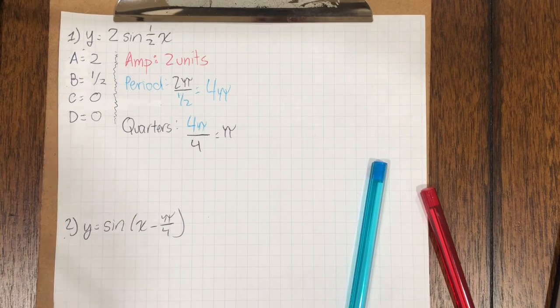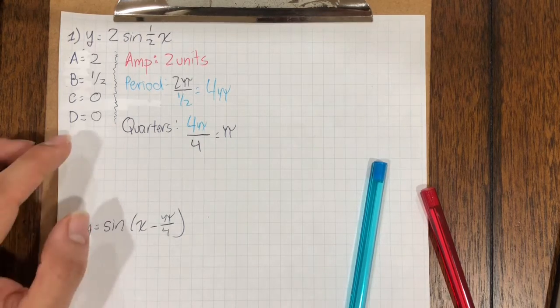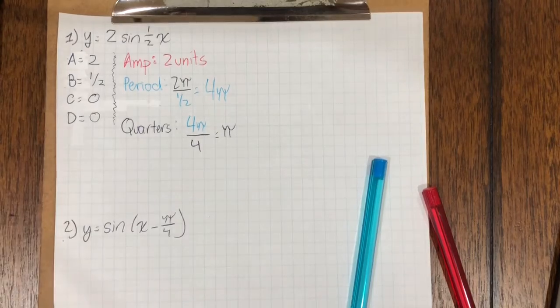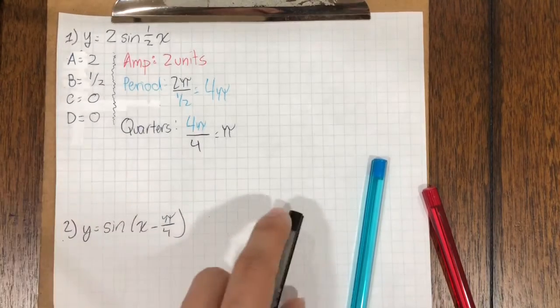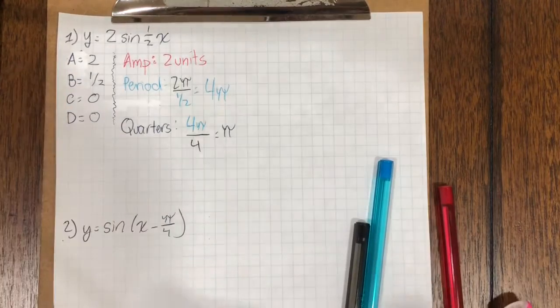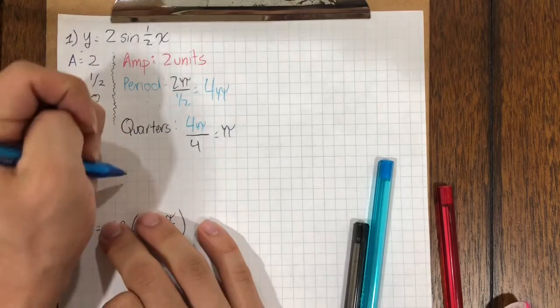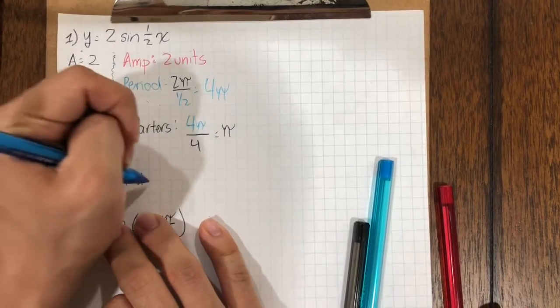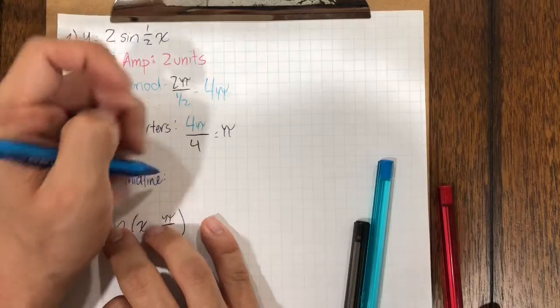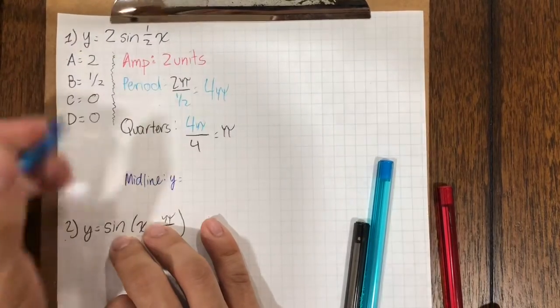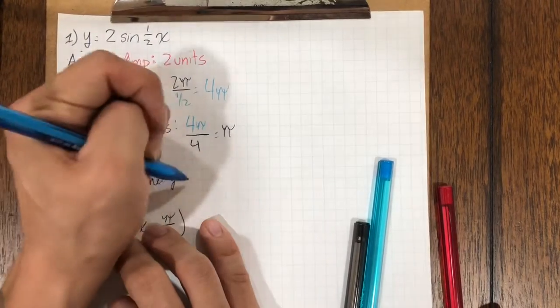Okay, so now we're almost done. There is no C for phase shift, and there is no D for vertical shift. So that means that my midline is just going to be y equals 0. So let me go ahead and write out the midline, so that way I'll be able to figure out the max and the min line. So midline, we have y equals the number for D, which is 0.